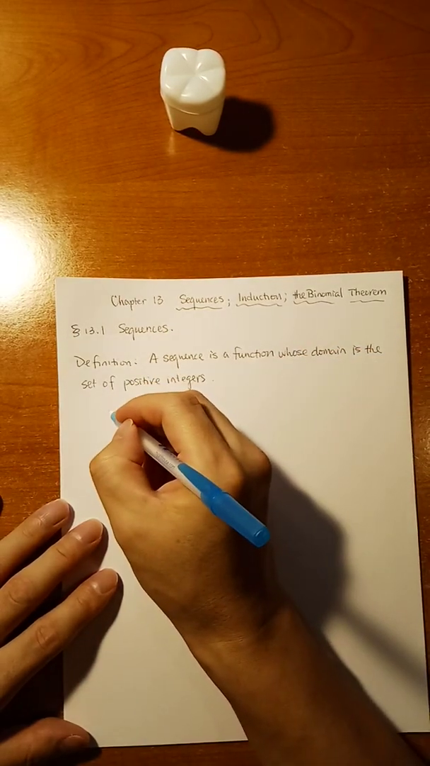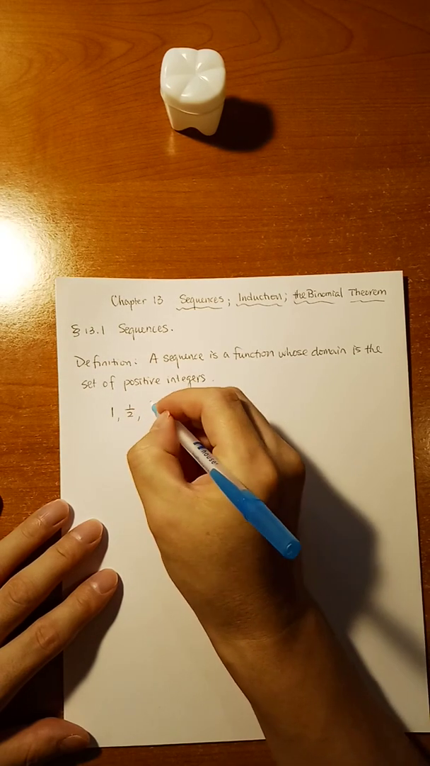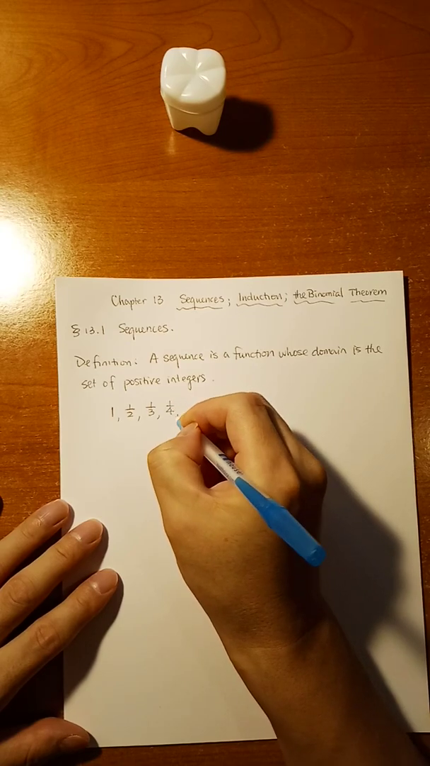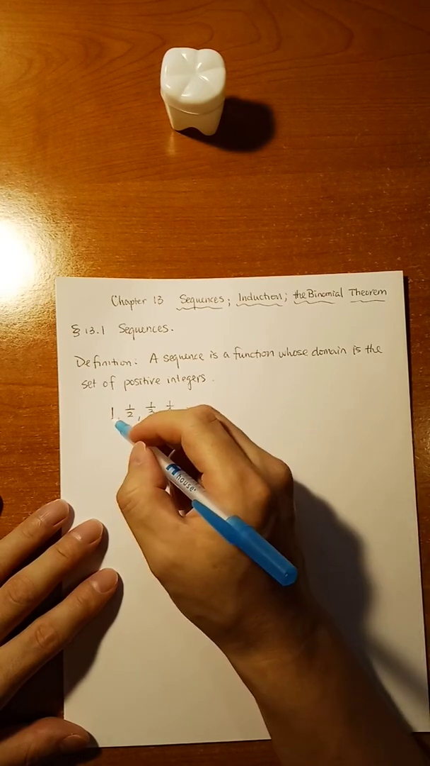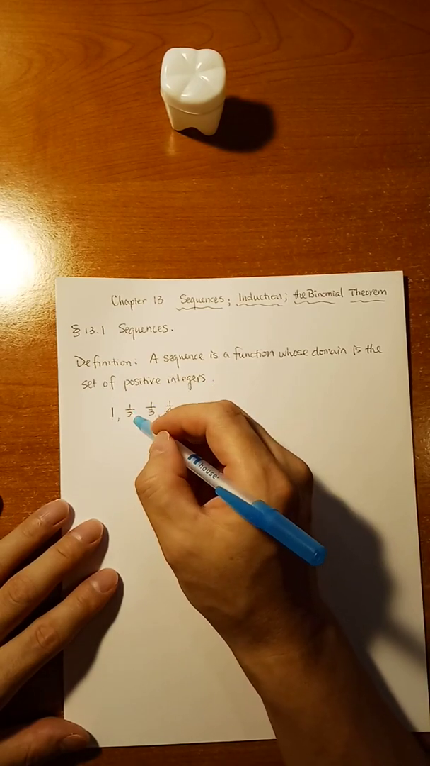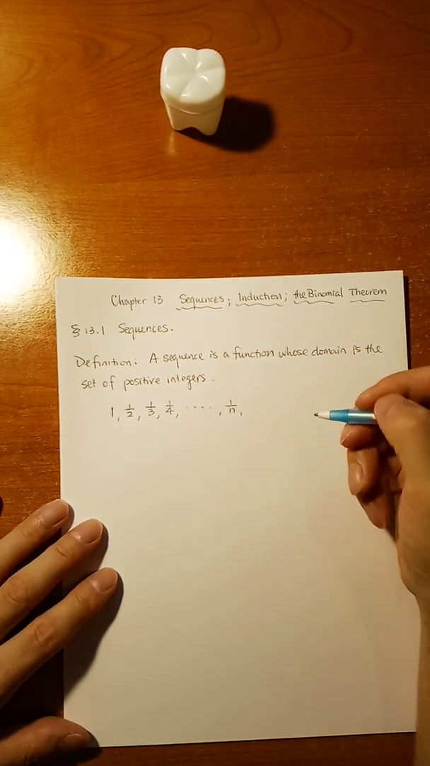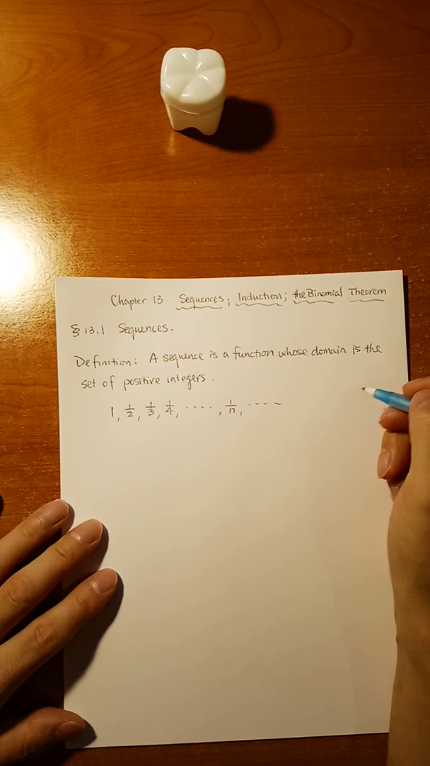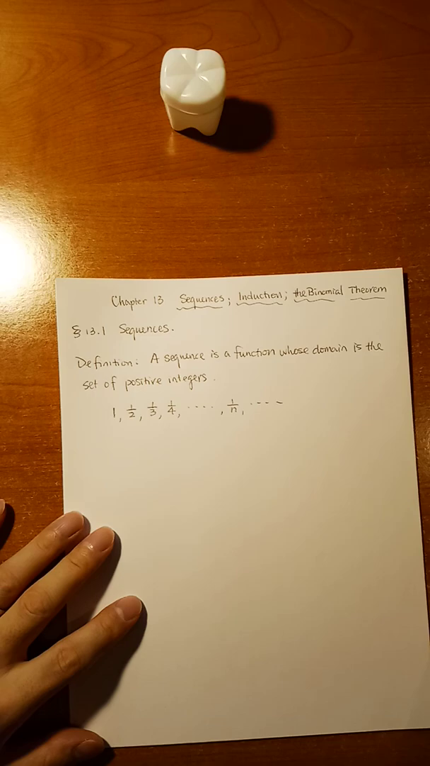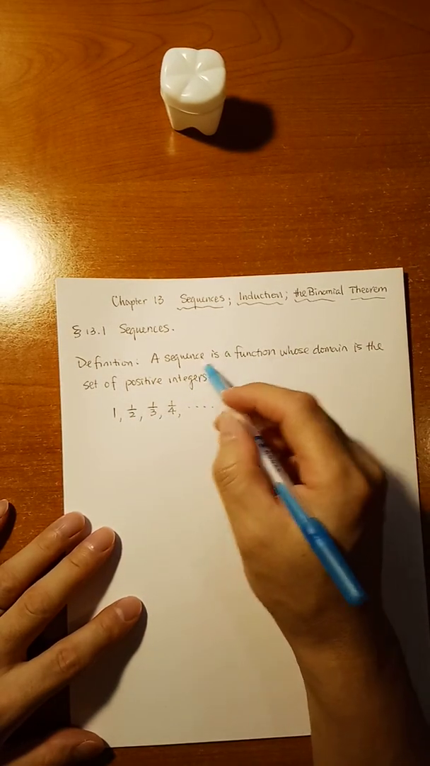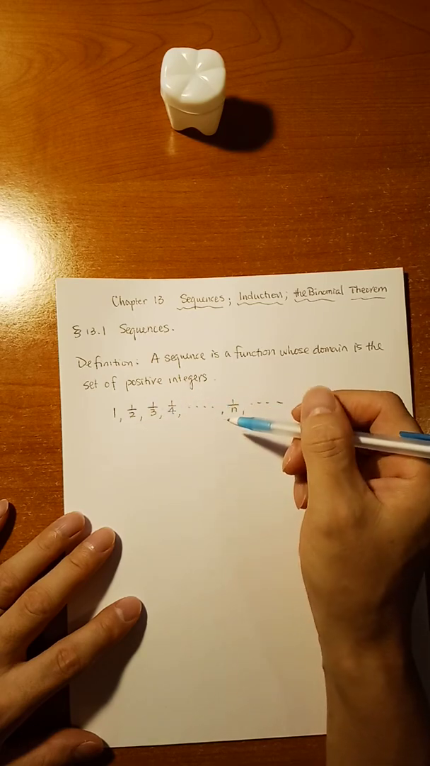For example, 1, 1/2, 1/3, 1/4. The reciprocal sequence. It is defined over the positive integers. The first value is 1, the second value is 1/2, and the nth value is 1/n. Right? So this is a sequence. Of course, the sequence can be very random. So here we only say it is a function. It's not always the evaluation of a certain function. It can be very random.